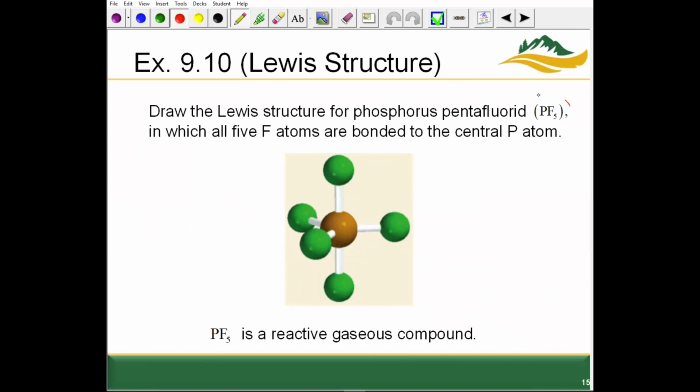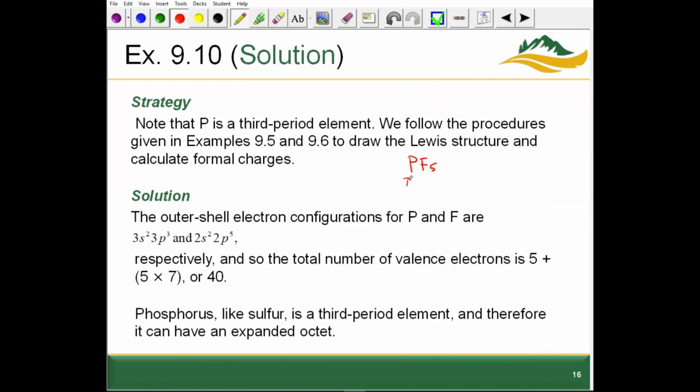Let's just go into a few different examples. So let's do PF5, for example. If you're given PF5 to draw or to think about, let's see what this looks like. Based on phosphorus's placement on the periodic table, it has 5 valence electrons. Fluorine as a halogen has 7 valence electrons. There are 5 of them, so 35 plus the 5 from phosphorus. That's 40 valence electrons to work with for this structure.